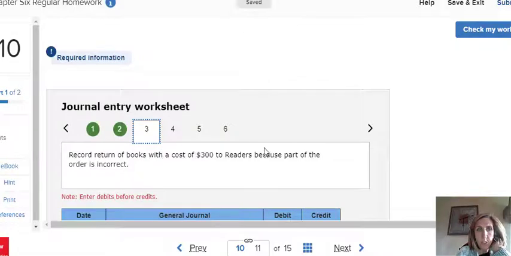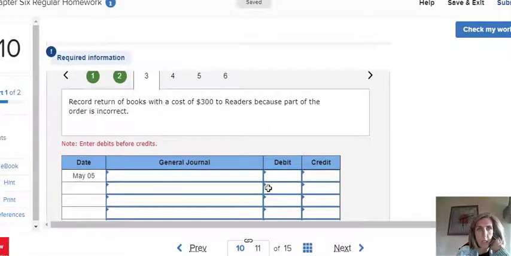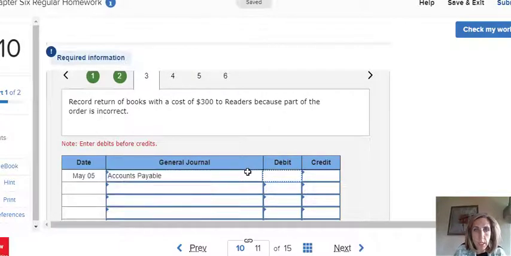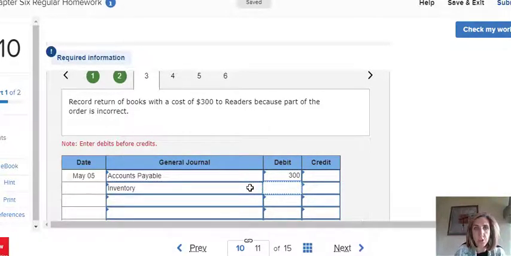Third, it says we return some books. So that's just going to be a reversal of the first entry. We're going to debit accounts payable to reduce our bill, and we are going to credit inventory. It's just, again, a reversal of the very first journal entry. So I'm sending back inventory. I have to credit inventory.